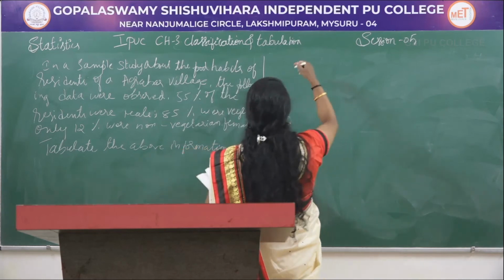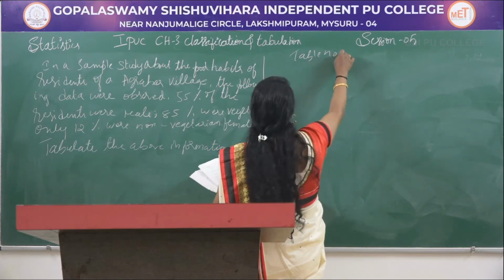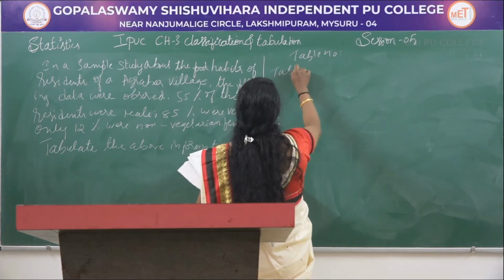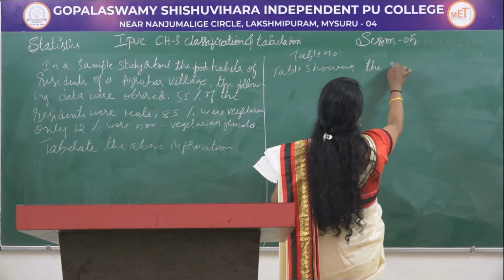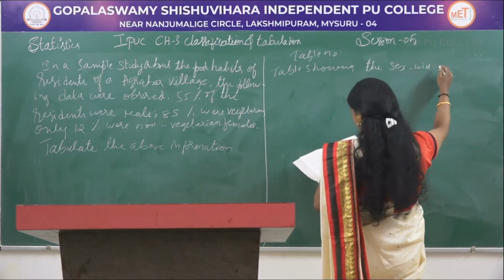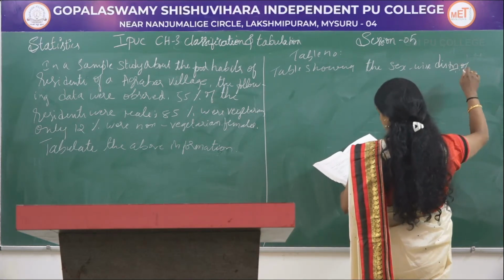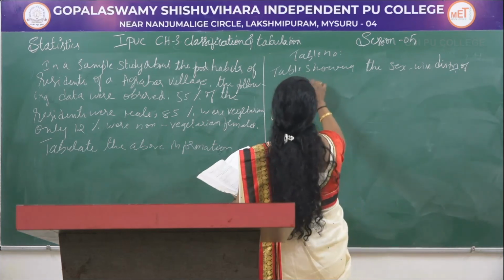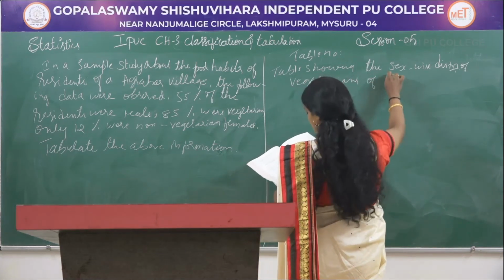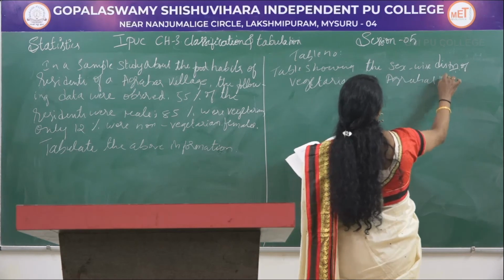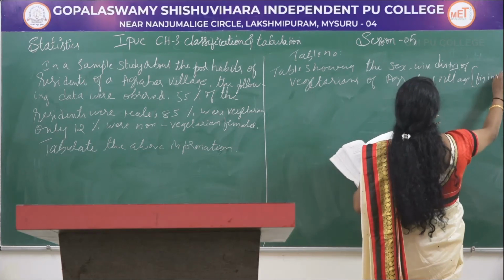First is we will write the title of the table, table number, title of the table showing food habits, the sex wise distribution of vegetarians of Agrahar village, and here the data is in percentage, figures in percentage.